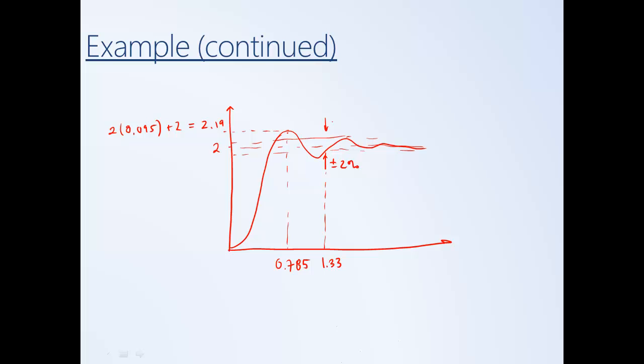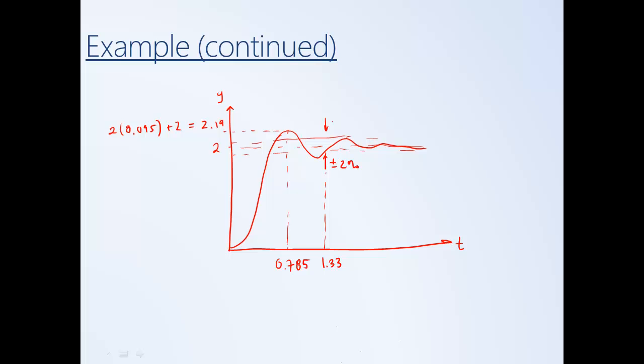So this is a very rough sketch of the second order step response, where this is the output y and the horizontal axis is the time t. This overshoot will be exact. This peak time will be exact. The settling time won't be exactly 1.33, but it should be relatively close.